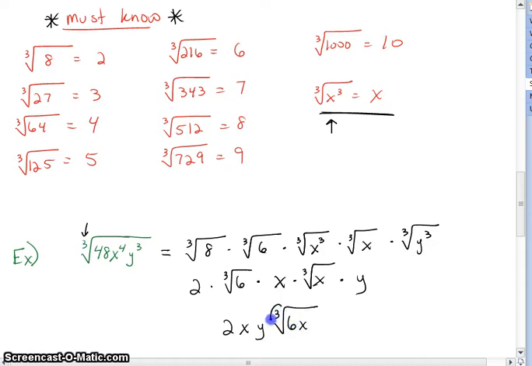If this 3 isn't there, you've got the wrong answer. That's something totally different. The square root of 6 is different than the cube root of 6. Those are two different things. So this is my final answer.